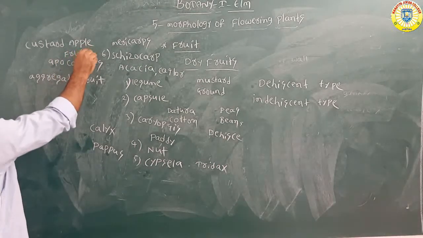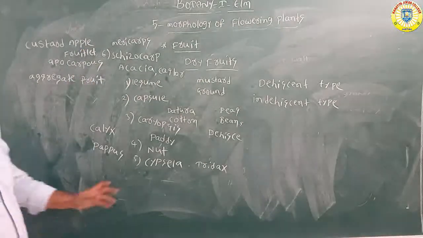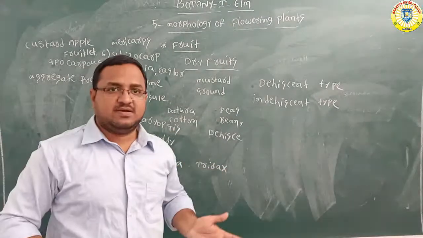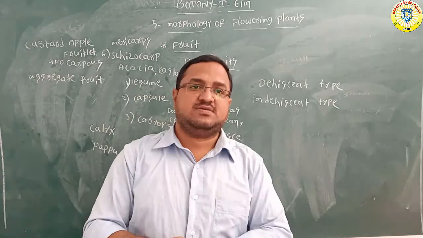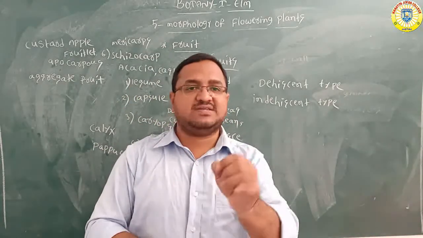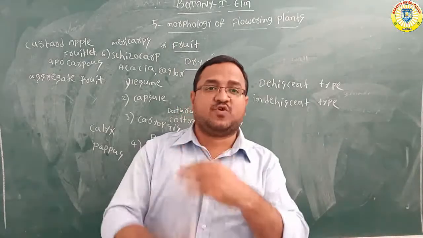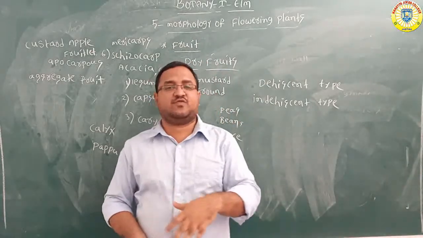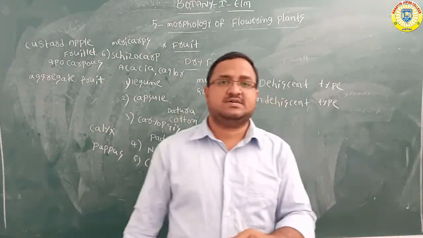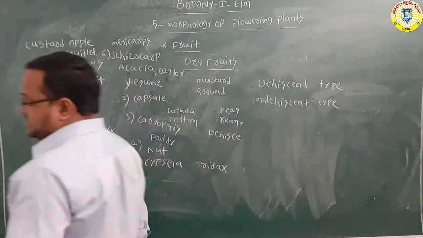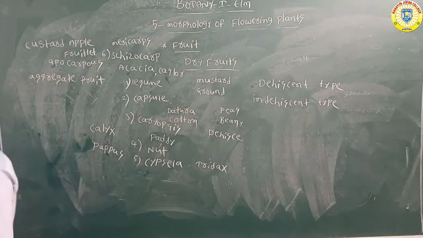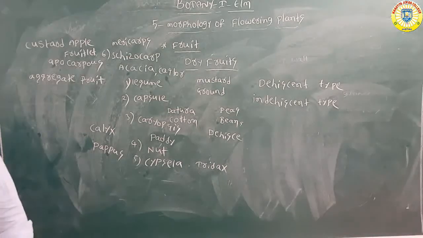So the bunch of fruitlets you can see in custard apple. Each fruitlet has a seed. That type of fruit which has a bunch of fruitlets is called an aggregate fruit. The best example you can see is custard apple.